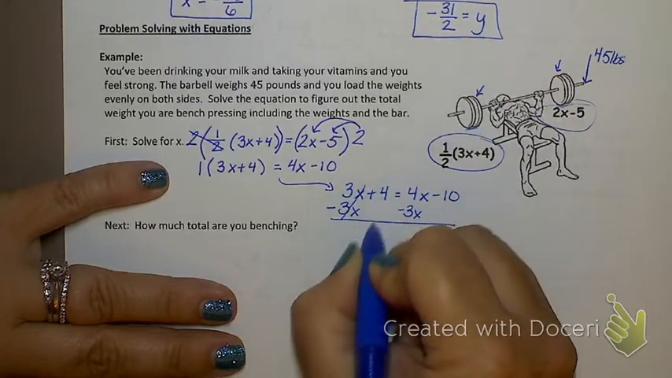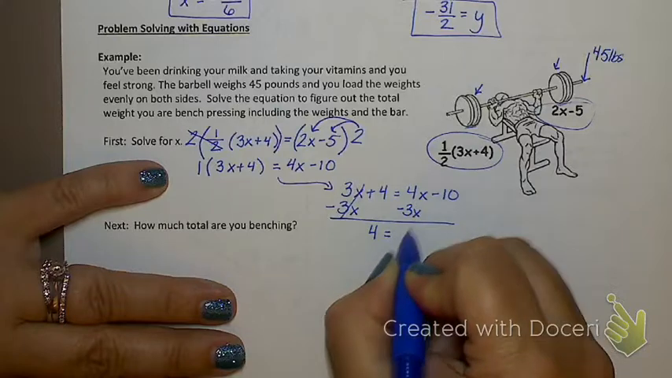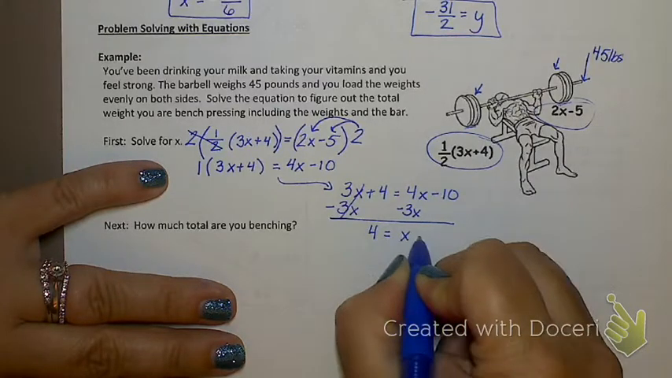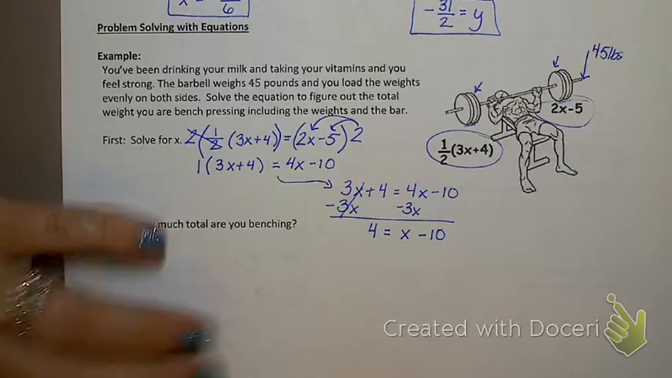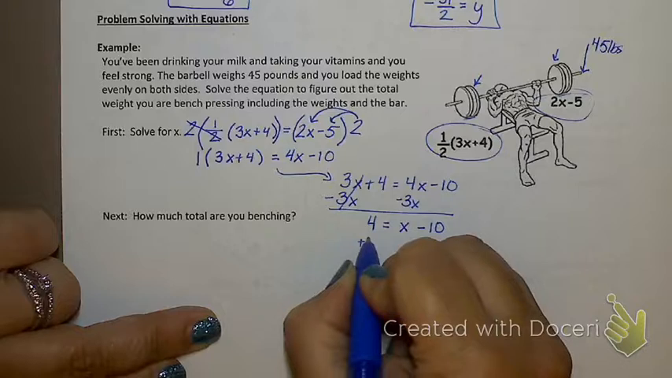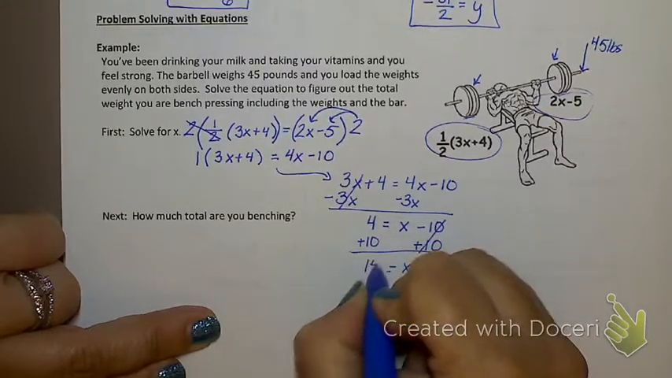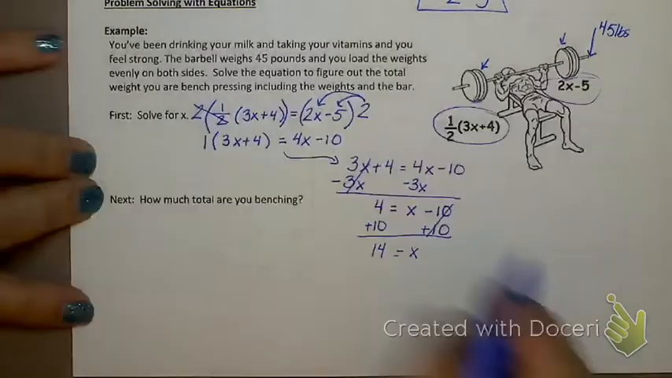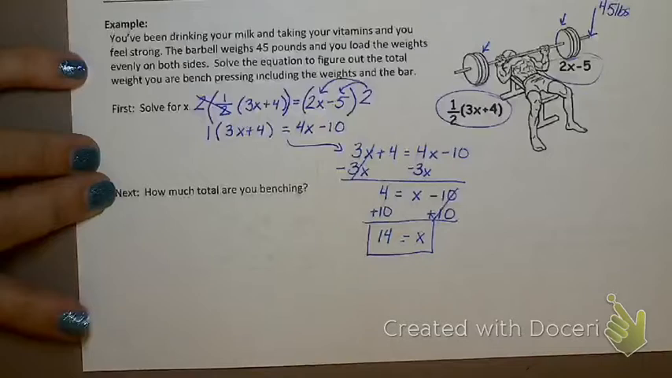So what's left over here? 4. Bring down my equal sign. What's 4x minus 3x? Minus 10. Is x by itself yet? So what do I do? Add 10. And what does x equal? Okay. So there is the first part of my answer. It says solve for x. I just solved for x.